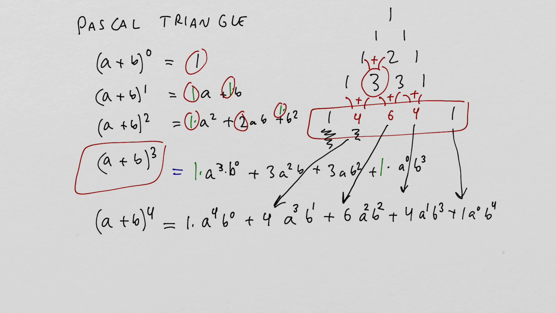So the Pascal triangle is very useful if we want to simplify these kind of expressions where we have two numbers and they are into some power, these kind of binomials.